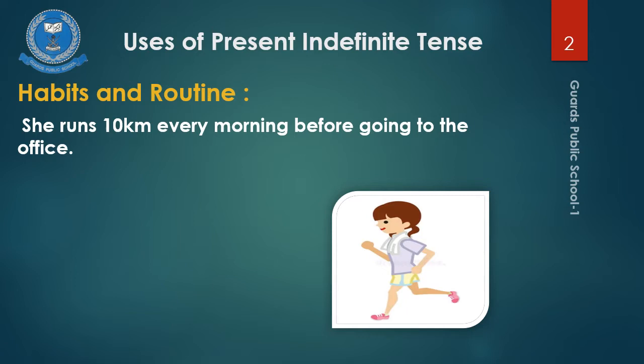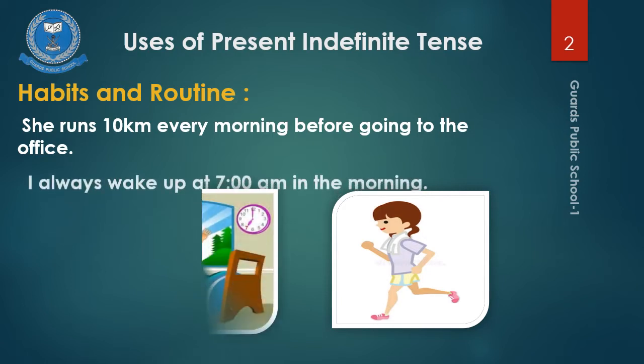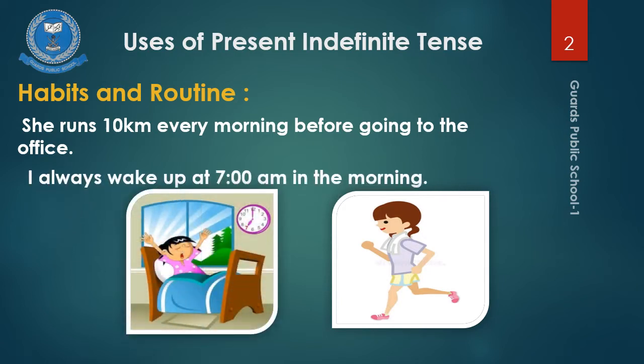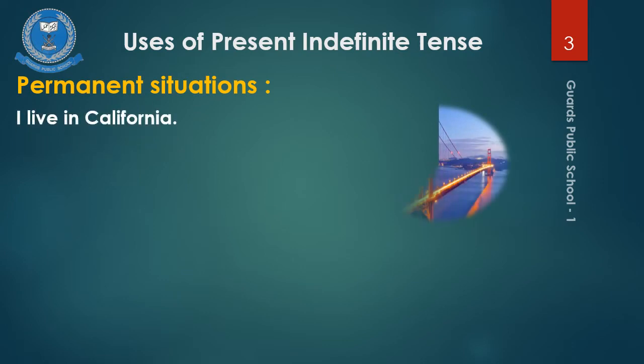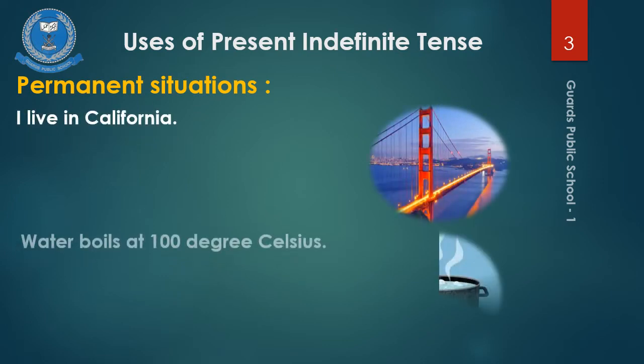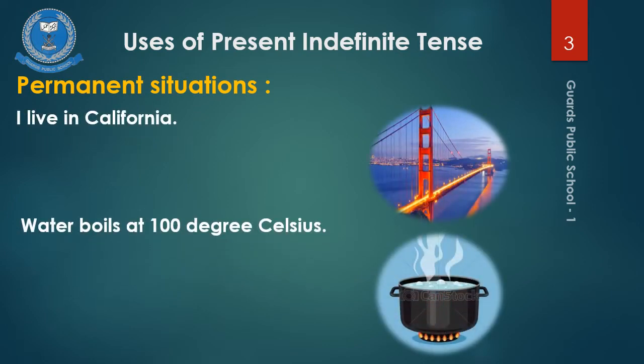Sentence number 2: I always wake up at 7 in the morning. So, this is my routine. I daily wake up at this time. Present indefinite is also used to talk about situations that are mostly permanent or shows a present state. For example, I live in California. Water boils at 100 degrees Celsius.